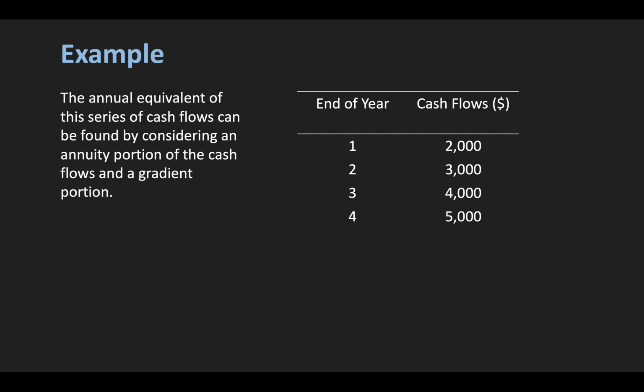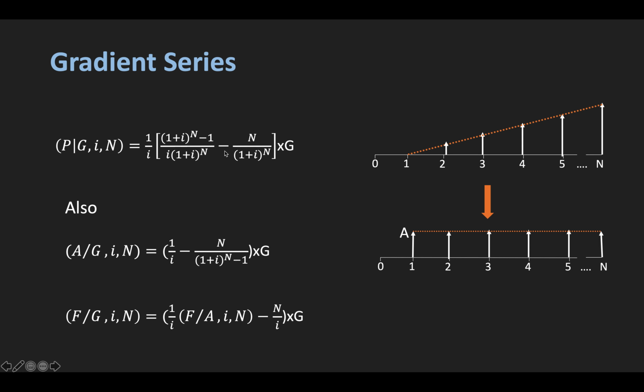So here's actually the example that shows that, right? Here's our cash flow. At year 1, it's $2,000. Year 2, $3,000. Year 3, $4,000. Year 4, $5,000, right? And apparently, at the end of year 1, it's not 0. So we cannot directly use this formula, right?